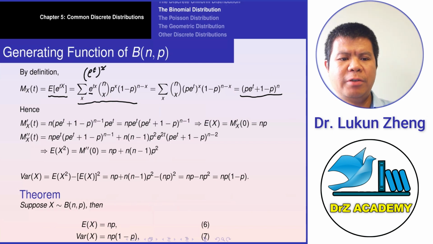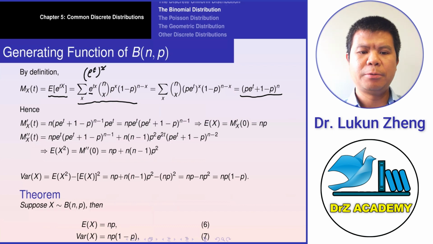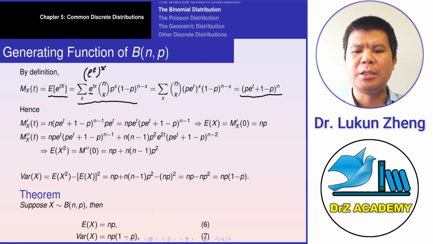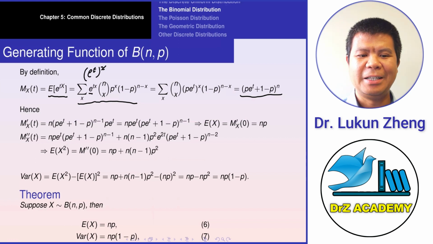Now from this we find the first derivative by using the chain rule. So n times this one to the power n minus 1, times pe^t. So n pe^t times (pe^t + 1 minus p) to the power n minus 1. Therefore the expectation of x equals the first derivative at point 0, which is np. So this is going to be np.